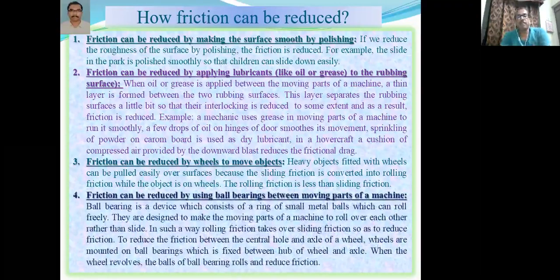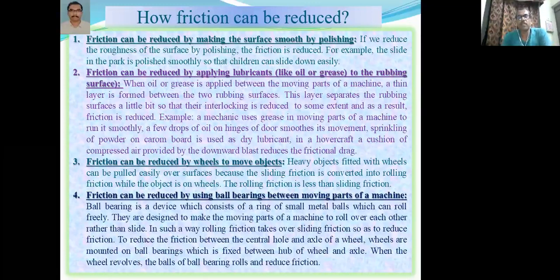And the friction can be reduced by using ball bearings between moving parts of a machine. What are ball bearings? A ball bearing is a device which consists of a ring of small metal balls which can roll freely. They are designed to make the moving parts of a machine roll over each other rather than slide. In such a way, rolling friction takes over sliding friction so as to reduce friction.